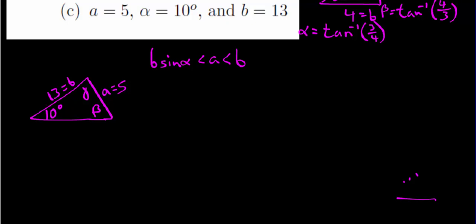Now, if you calculate that, you would get 13 sine 10 degrees, and that equals about 2.2, which is indeed less than A, and that's less than B. So you know there's going to be two solutions. There's just no getting away from that. But you don't care at the moment. You're just going to go through here and try to solve this.